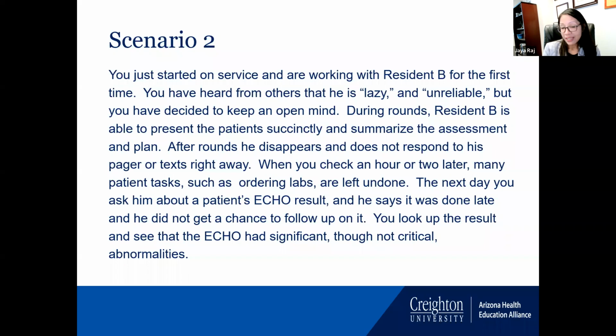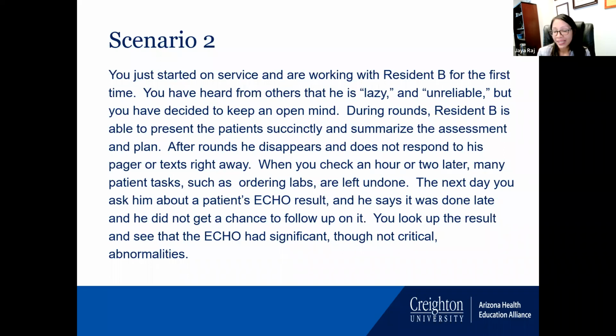So first you can agree. Yes, I agree, I think rounds were efficient and you were able to tell me what everybody's assessment and plan was. I agree, you probably want to read up on your patients more. And then you could say, and I would add that when I asked you about that particular patient's echo, you hadn't followed up on that. And then you could say, what impact do you think that had on patient care? How might that have affected how we manage the patient? And just have a discussion about that.